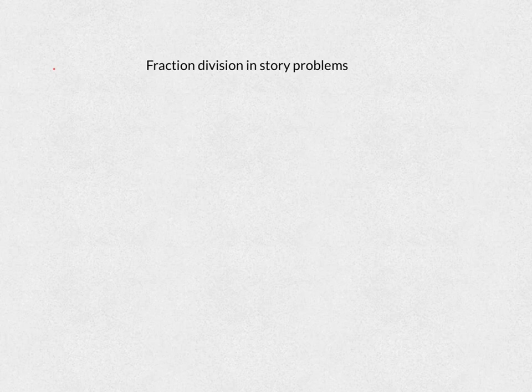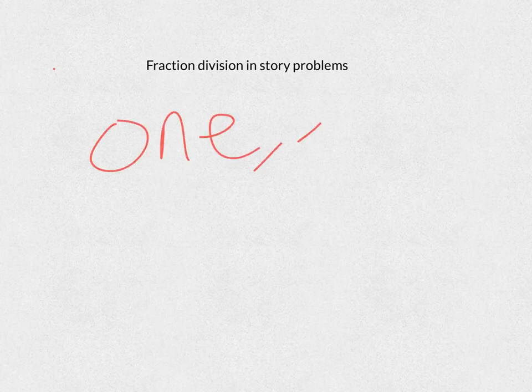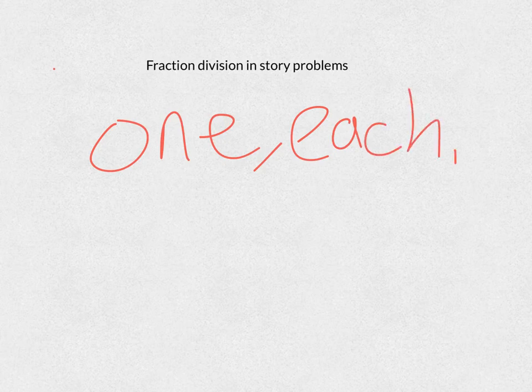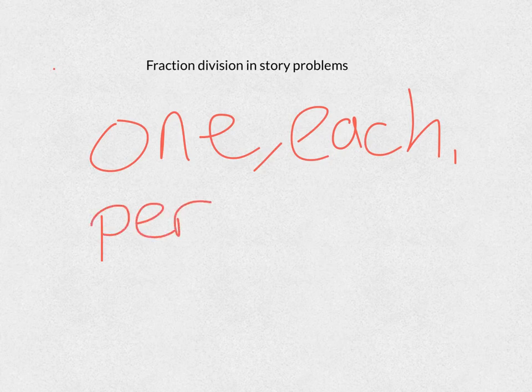It's a division problem when it's going to ask for one or each. There's another key word to look at. It might also have the word per, like miles per hour, for instance. When you see those, that's usually a good indicator it's going to be a division problem. Here's an example.